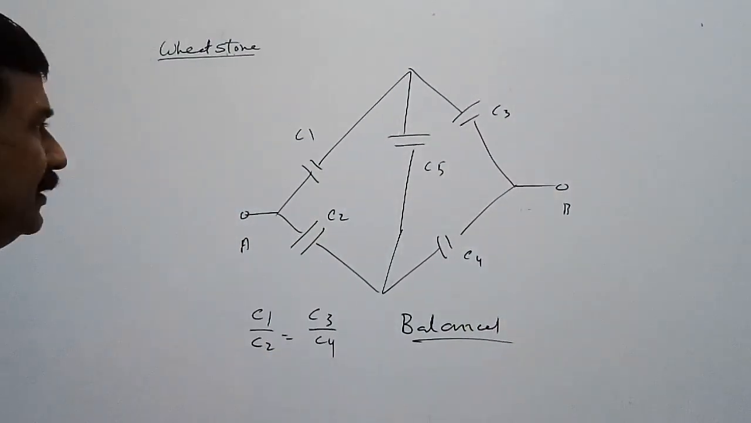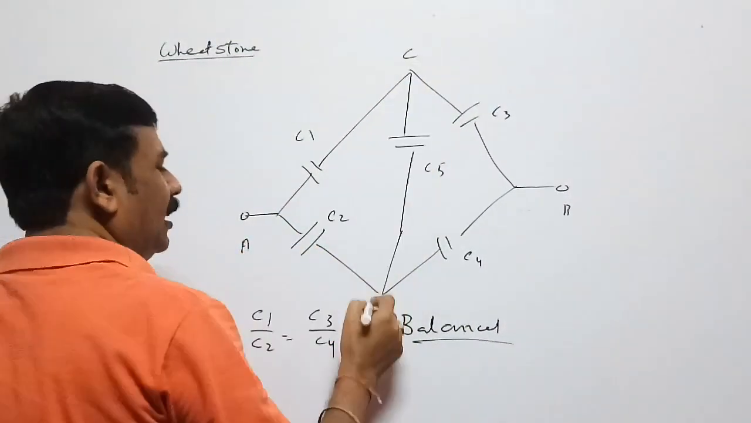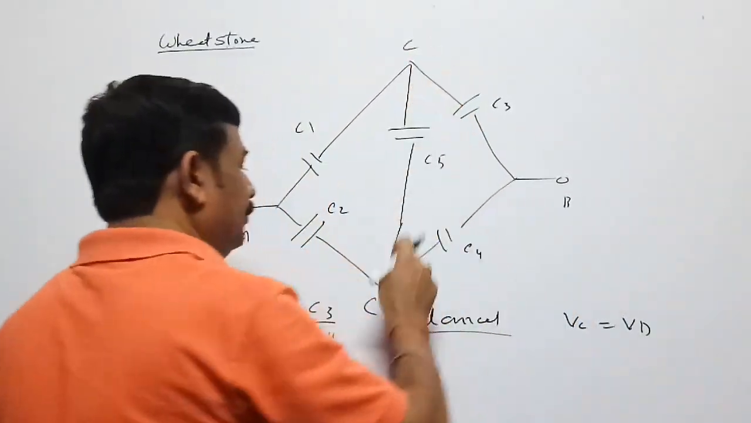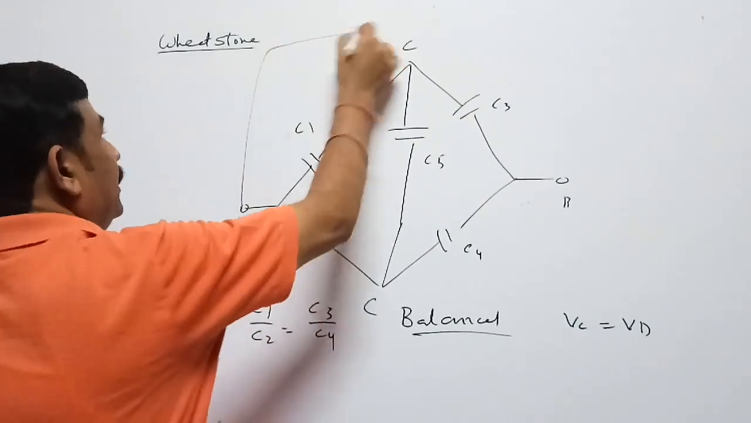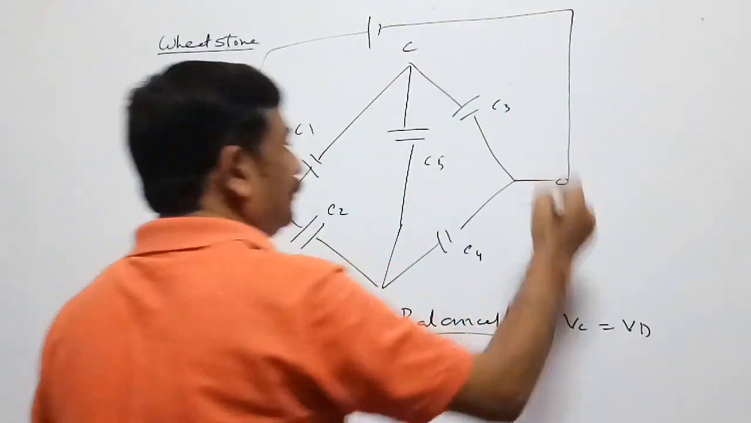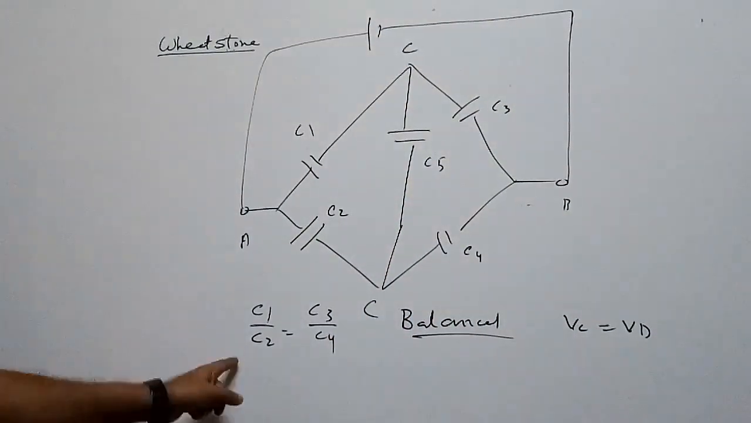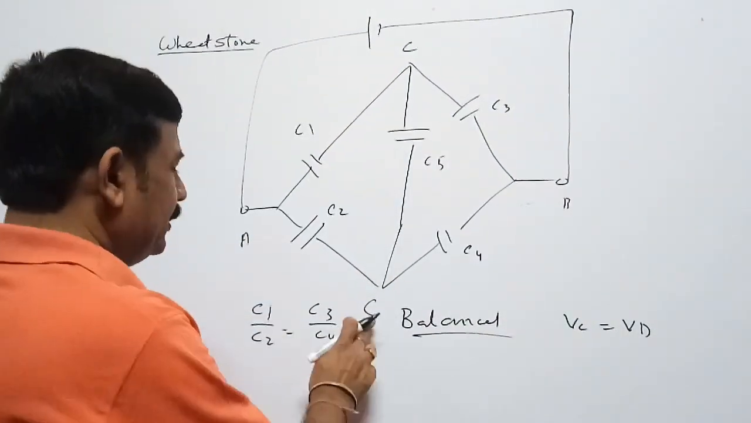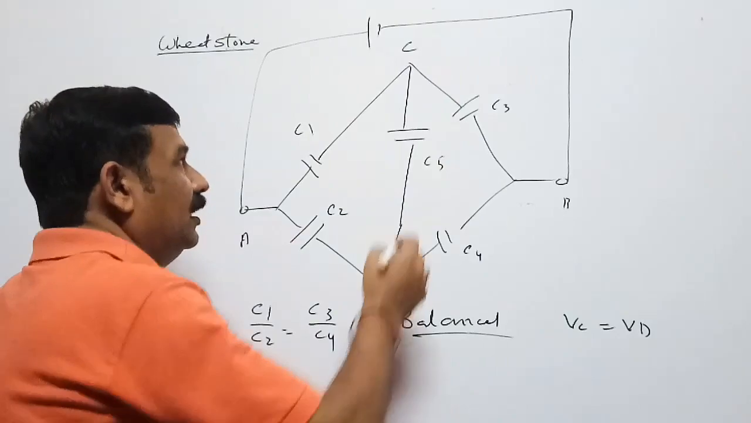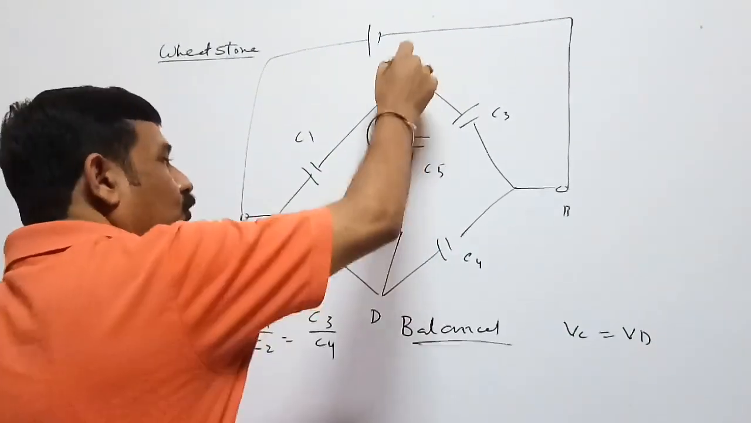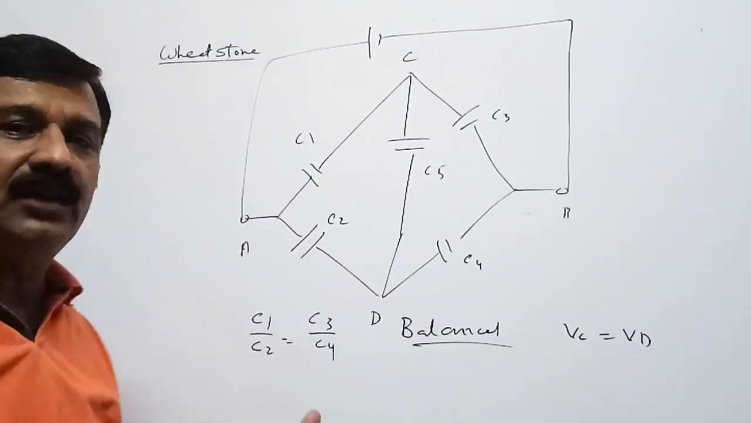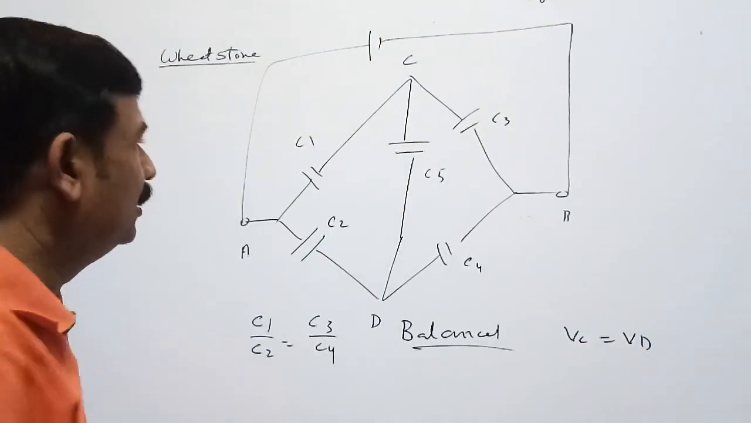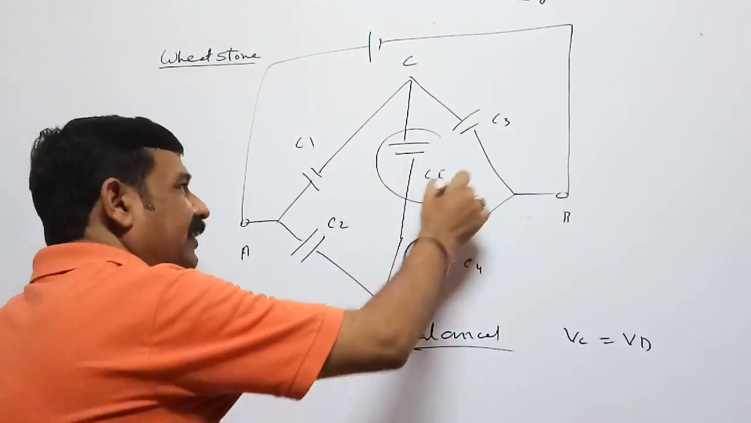When the bridge becomes balanced, the potential of point C and the potential of point D become equal as soon as it is connected with a cell. If this condition gets fulfilled, these 2 points acquire the same potential. As a result, no charge moves between them, because for the flow of charge a potential difference is a must. So when no charge moves, this capacitor will work as a fake capacitor.